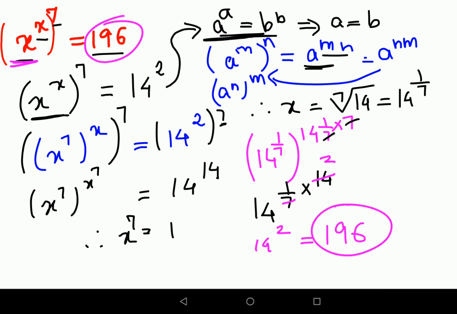That is nothing but your 196. Therefore, I can say the value of x is nothing but the 7th root of 14, or I can say 14^(1/7). Both of them are correct. So I hope you all have understood how to solve these kind of questions.